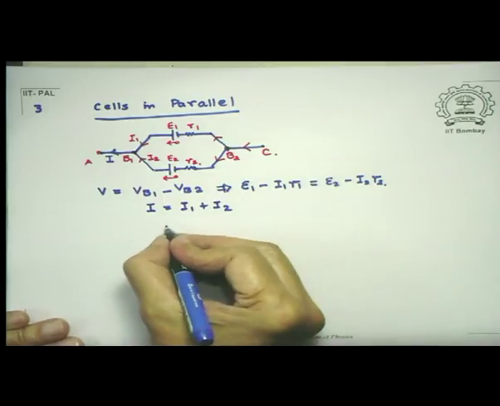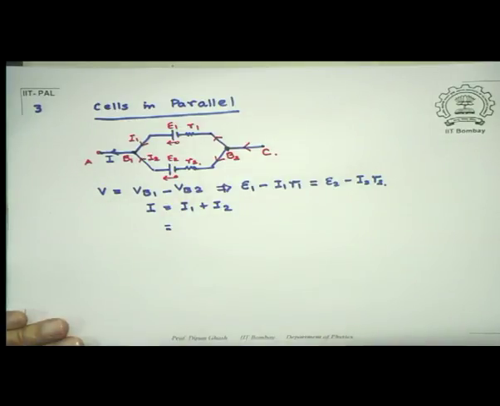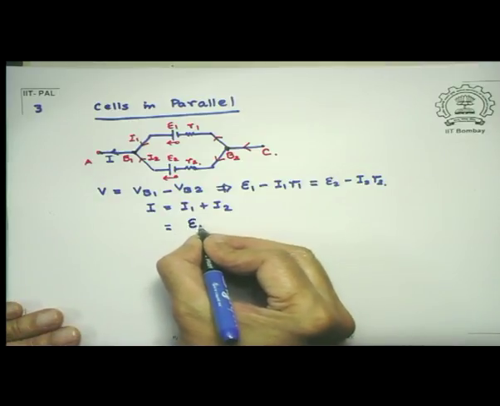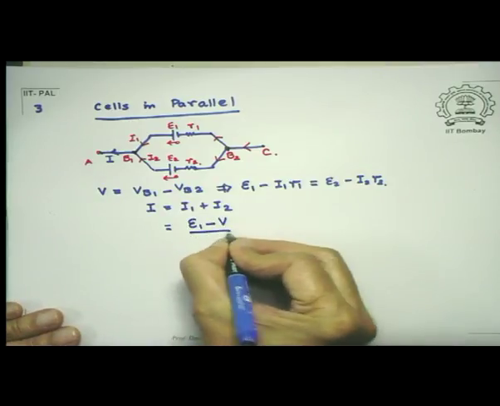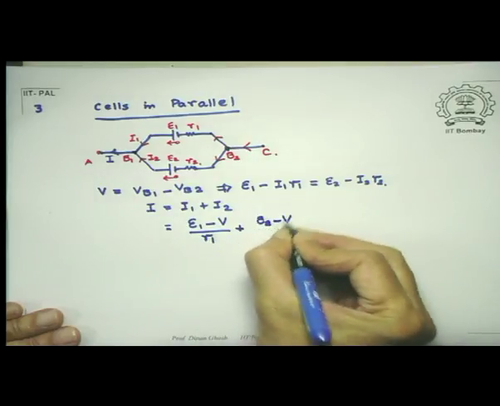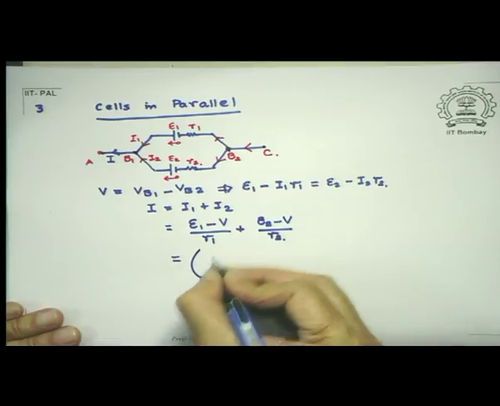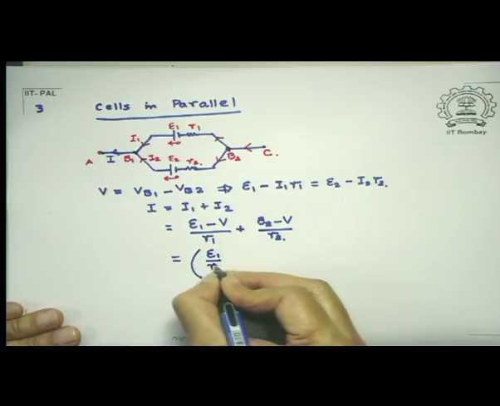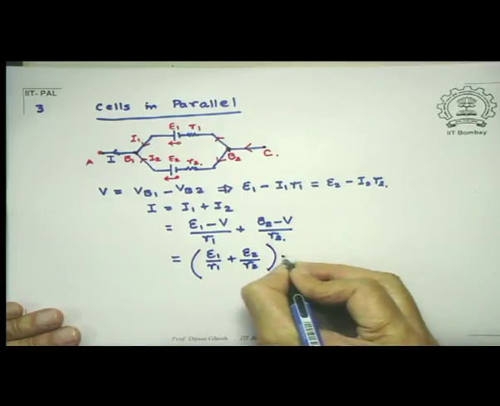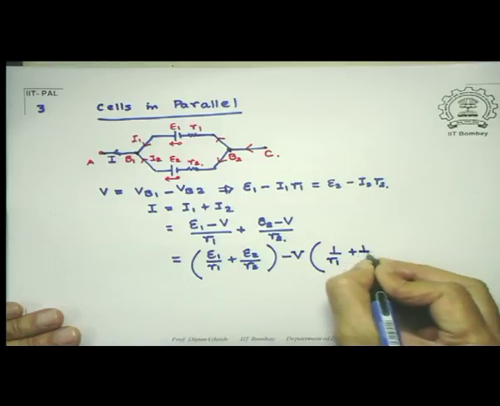So by the continuity condition, I must have my current I equal to I1 plus I2. And that I have seen is how much? I1, you can see if V is the potential difference there. So this tells me I1 is E1 minus V divided by R1, and I2 is E2 minus V divided by R2. I can rewrite it as E1 by R1 plus E2 by R2 minus V into 1 over R1 plus 1 over R2.